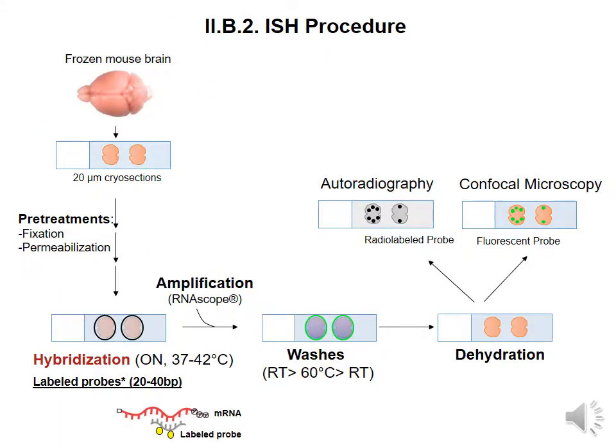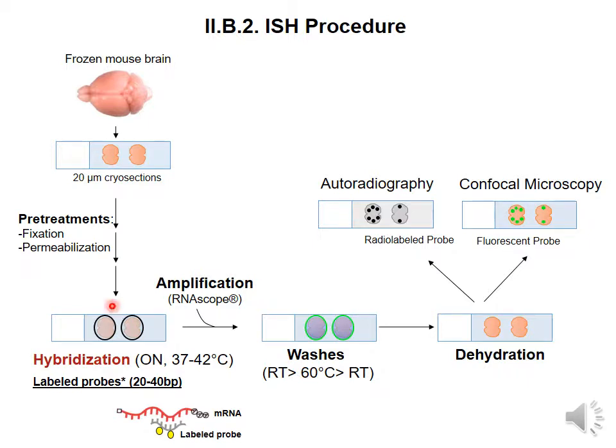In this slide, you can find a diagram of how RNA in situ hybridization procedures occur. We will start with, for example, a frozen mouse brain that you can slice into cryosections and mount on a glass slide. Then these samples will undergo different pre-treatment steps prior to the hybridization step. One is fixation, that is necessary to fix the tissue and immobilize the RNA molecules where they are. And also a permeabilization step, so then you allow the probes to access where the transcripts are.